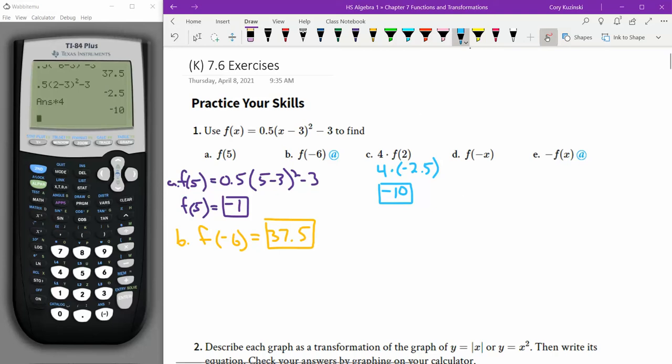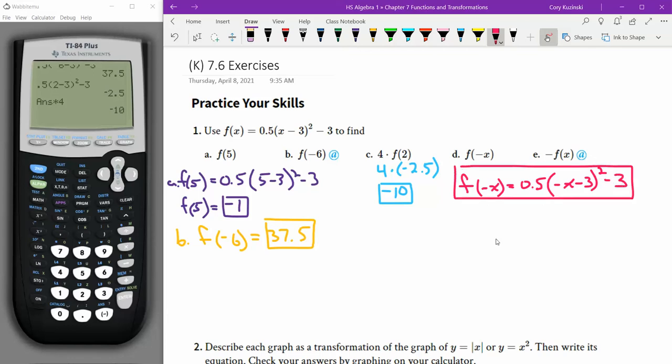Okay, f of negative x. That means instead of replacing x with a 5 or a negative 6 or a 2, we're going to replace the x with a negative x. I mean, it's really pretty simple then. F of negative x would be 0.5 times negative x minus 3 squared minus 3. Done. That's it. That's f of negative x. The opposite of f of x, okay, that's a little bit different.